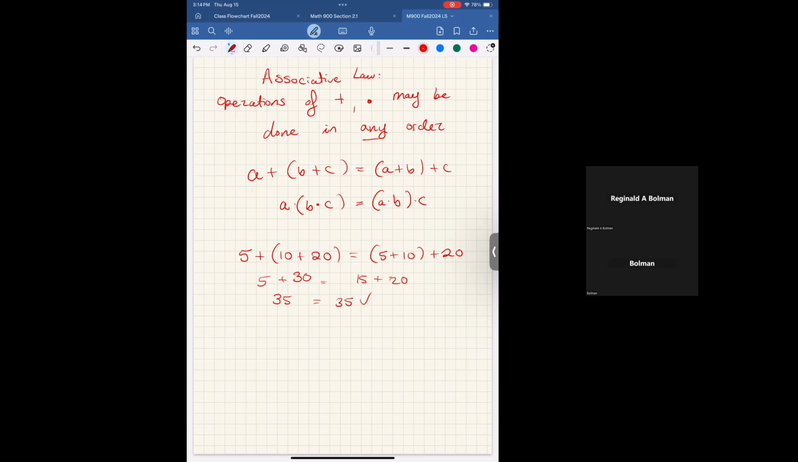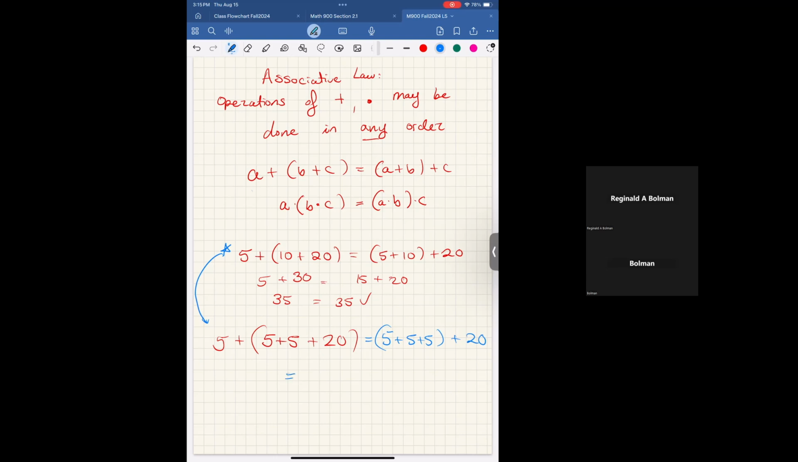What's interesting here is that the associative law also applies if we started to break up each of these individual numbers. So 10 is the same thing as 5 plus 5. I hope everybody knows that 10 is 5 plus 5, right? So we could have taken this top formula that you see here and rewritten it as 5 plus the quantity 5 plus 5, plus 20. And this would get us the same thing as 5 plus, well, 10 is 5 plus 5, right? Plus 20.